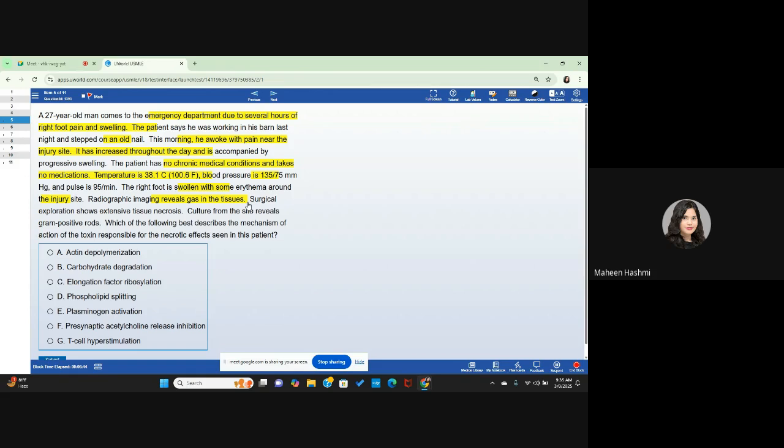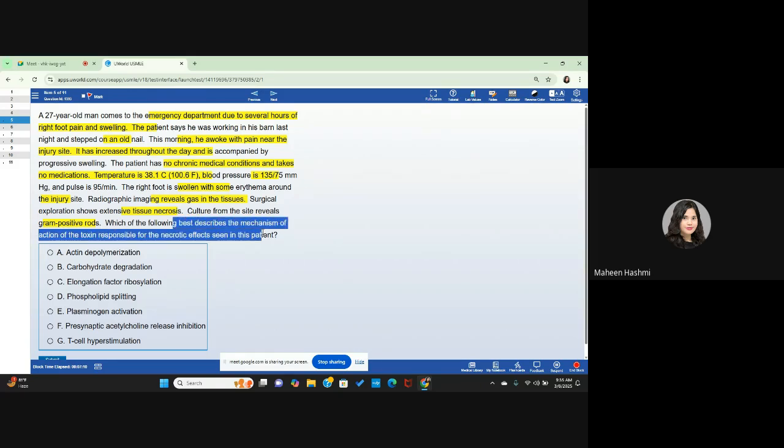He has fever. His blood pressure is a little high, the right foot is swollen, and there is some erythema along the injury site. What are they talking about? What has happened? There's gas gangrene. What's the disease called? Clostridium perfringens, the disease or the bacteria. So we know that there is gangrene, and the gas they're talking about is usually carbon dioxide, and because of that, the tissue has become necrotic.